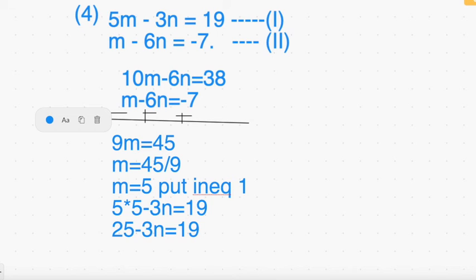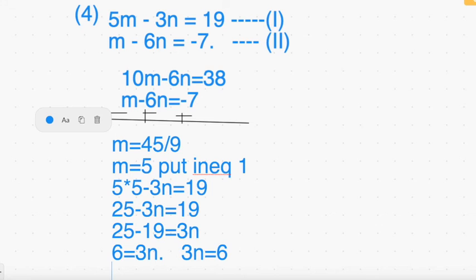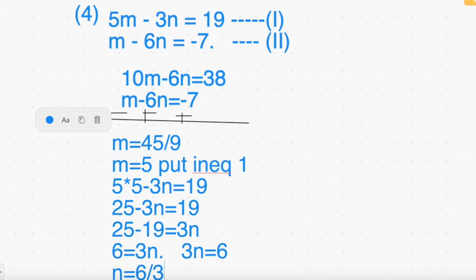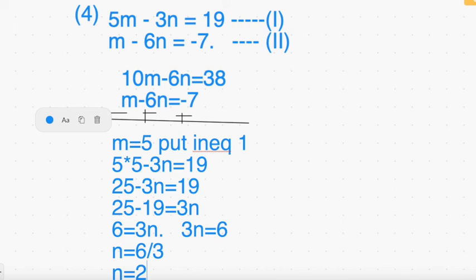So to get the n value, I'll shift terms across the equation. So it will be 25 minus 19, and it's a minus 3n. When it moves to the right hand side, it will be plus 3n, right? So 25 minus 19 is 6, which is equal to 3n, right? Which is also 3n is equal to 6. So n is equal to 6 divided by 3, so n is equal to 2. So I got m is equal to 5 and n is equal to 2, right? So that's the solution for the fourth one.